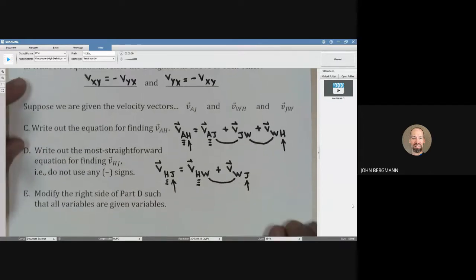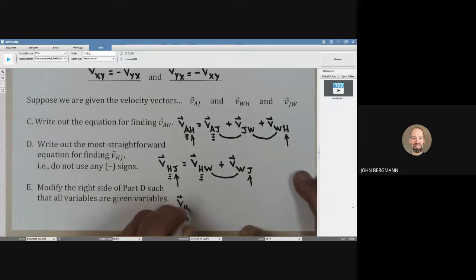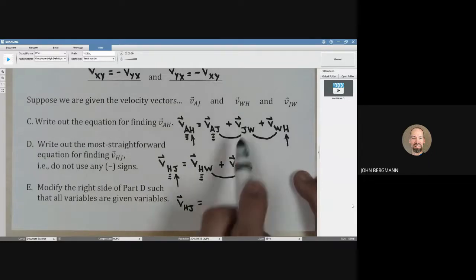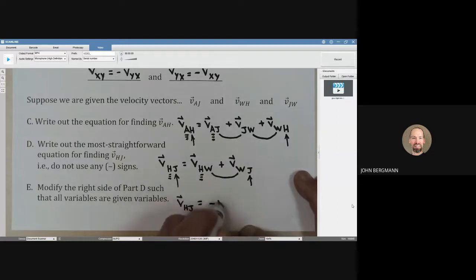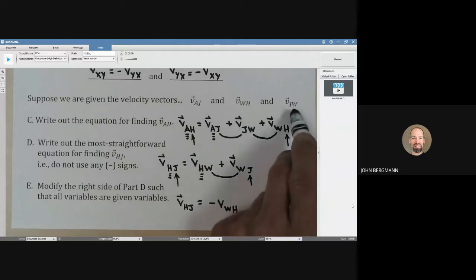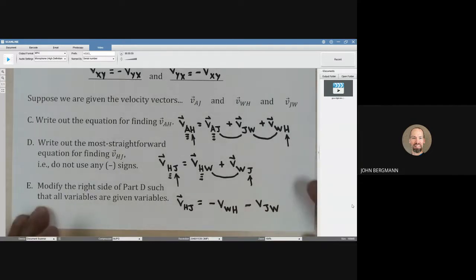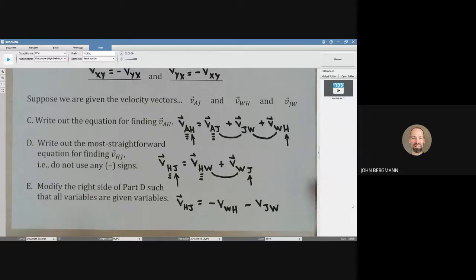Now we're going to modify these such that the variables are the ones that are given. So VHJ, what do we have here? We need VHW, but we don't have that. We have VWH. But the opposite of VWH is VHW. So we've got that. And then what about this? VWJ, well, we don't have that, but we have VJW. So we're going to go minus VJW. There you go. So we can get our answer based on the ones that were given.